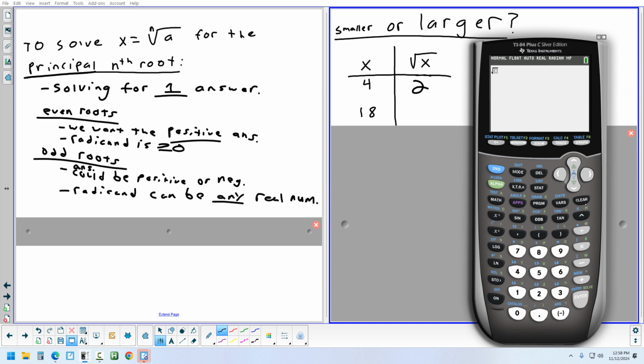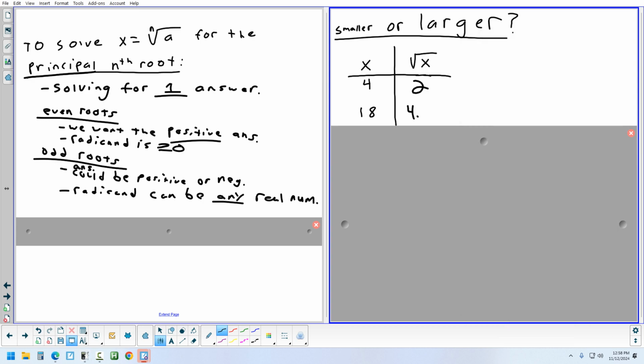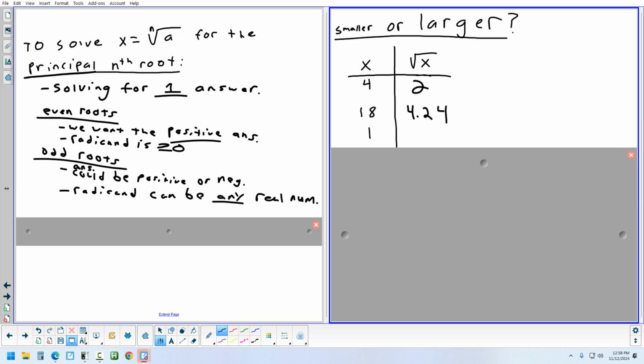4.24. Yeah, I think that's what it does come out to, 4.24. What happened that time? Smaller or larger? It got smaller, compared to what you started with. How about 1? So what happened that time? Same. It stayed the same. So that time we took the square root, it stayed the same.